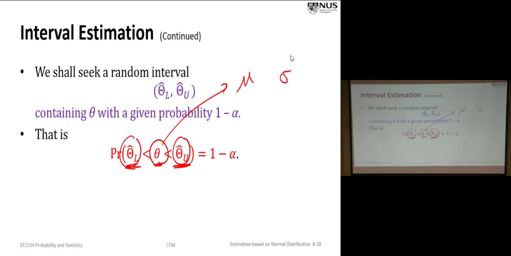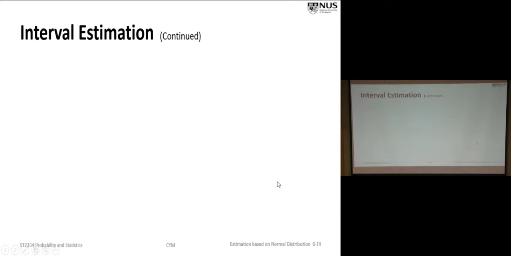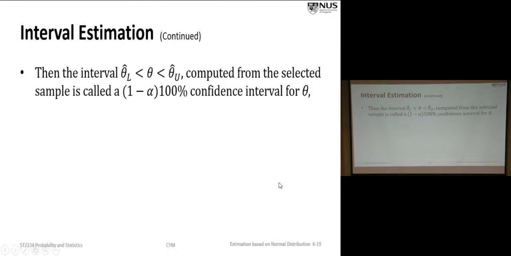Theta may be mu or sigma square, or mu1 minus mu2, or sigma 1 square over sigma 2 square. That kind of parameters. And we want to come up with these two quantities such that the probability this random interval covers the parameter is 1 minus alpha. All right? So then we can calculate from a sample. We have the sample value. We can evaluate the two random variables. And we want that to be a 1 minus alpha 100% confidence interval.